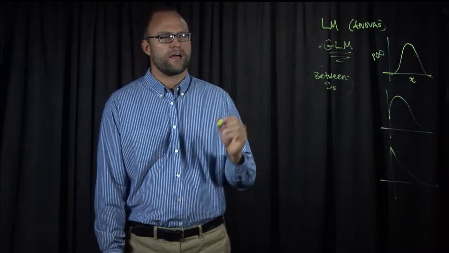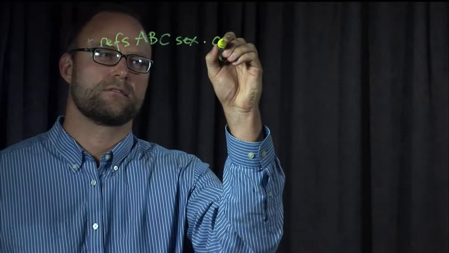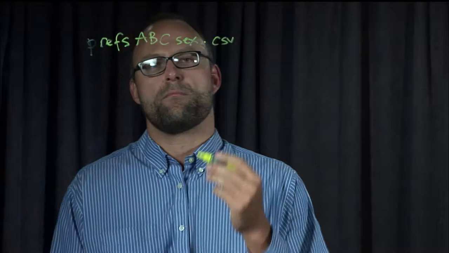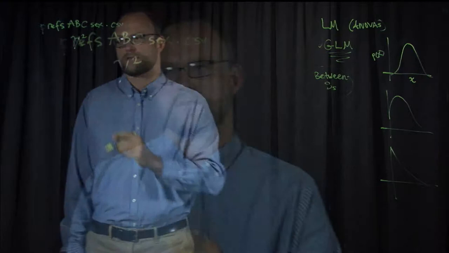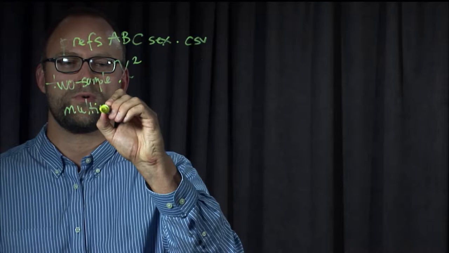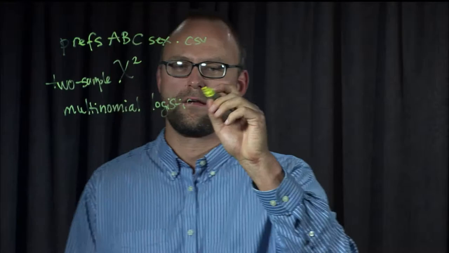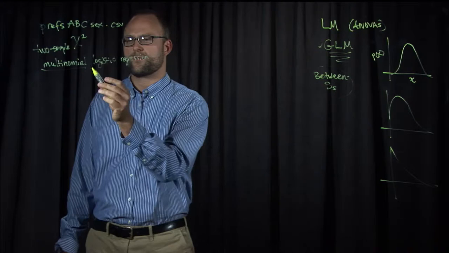We'll look again at our prefs ABC sex data, where we saw website preference responses from men and women in three categories, websites A, B, or C. Originally, we analyzed that with a chi-squared test. We analyzed it with a two-sample chi-squared test. Now we'll use something called multinomial logistic regression. And you'll recall the word multinomial is related to the multinomial distribution that we discussed previously. It's when we have multiple categories of responses.